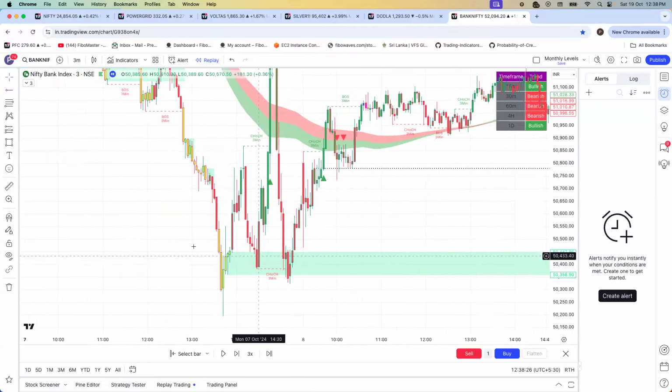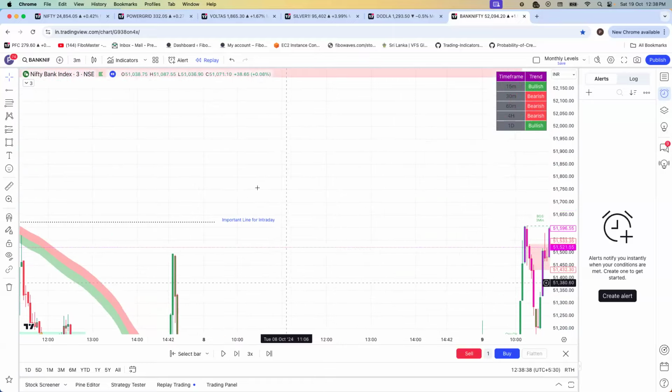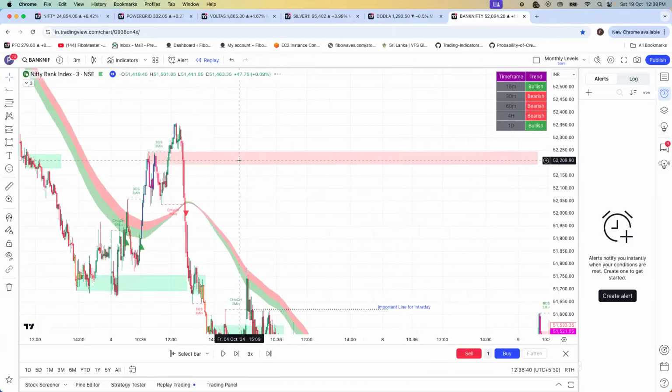So all you need to do here is, whenever you see a green color on the bottom, it's nothing but people are buying at that particular level. This is like a buying level. This is like a support level. And this is like your resistance level. Treat them as support and resistance.